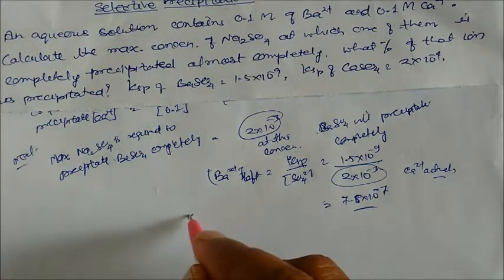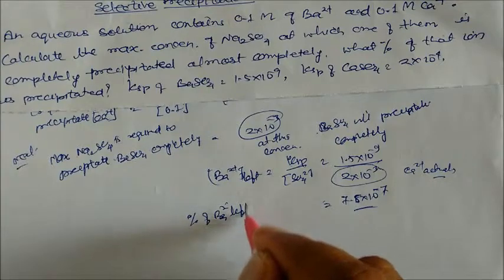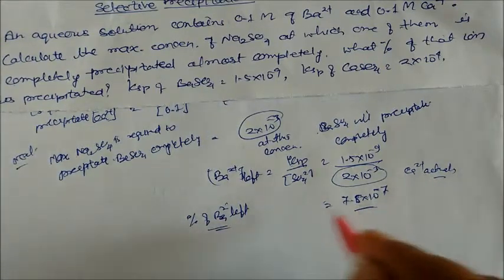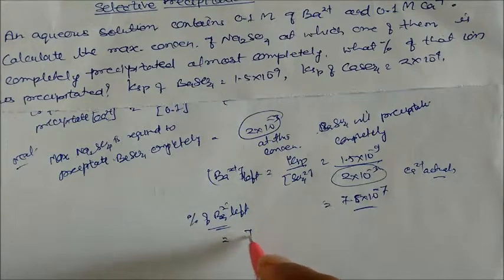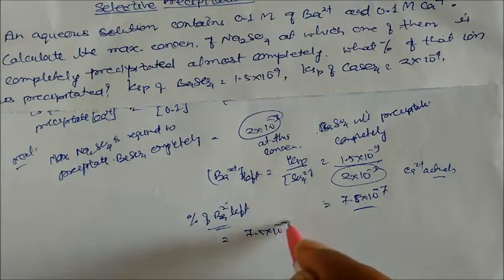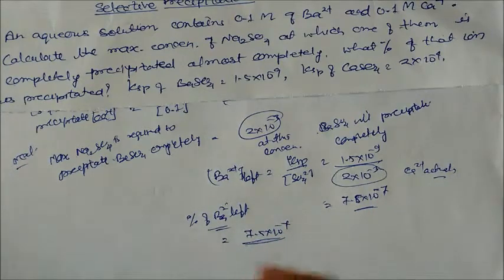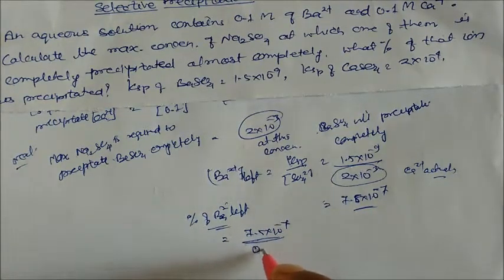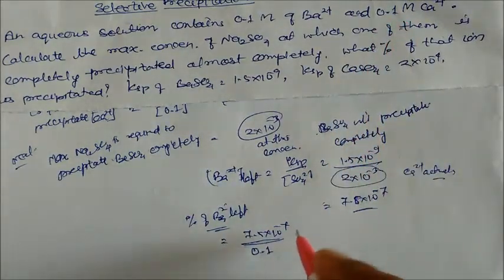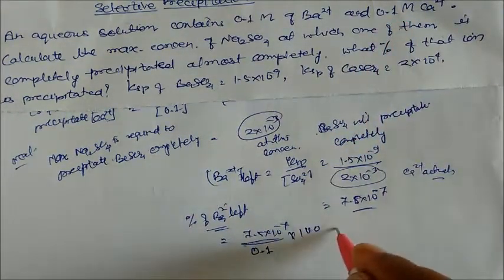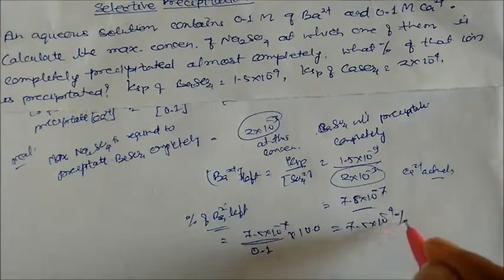So now we can find out the percentage of barium 2+ left. First we find how much amount is left. This is soluble in the substances, so what is left will be 7.5 into 10 to the power minus 7. This is what is left in the solution, and the initial was 0.1 molarity, given here, multiplied by 100. So we will get 7.5 into 10 to the power minus 4 percentage.